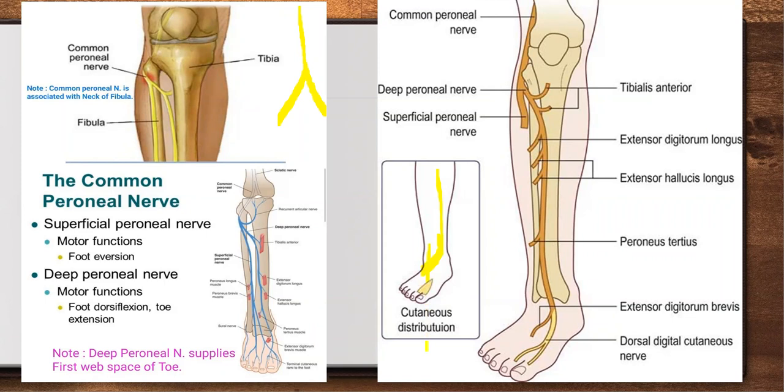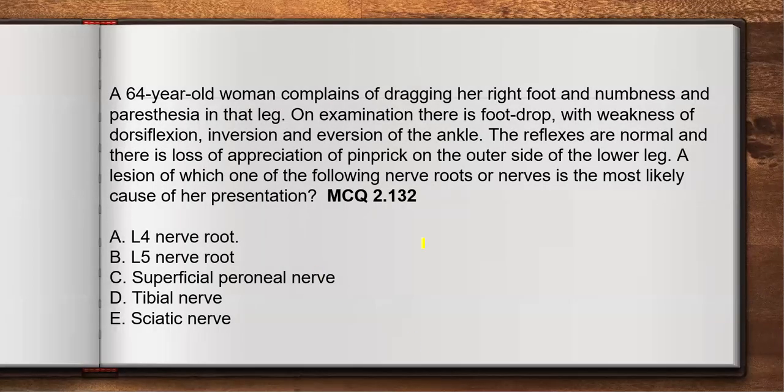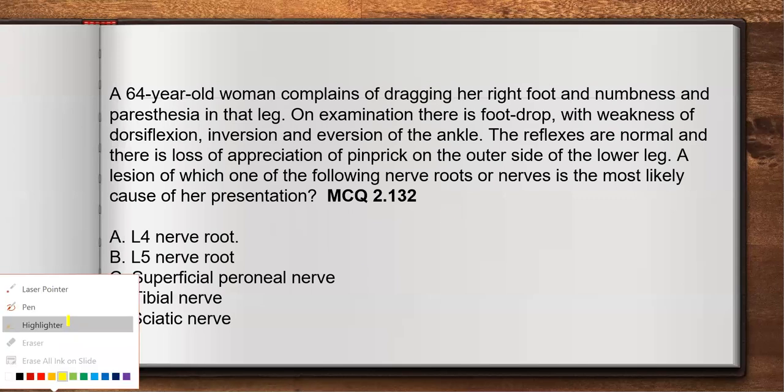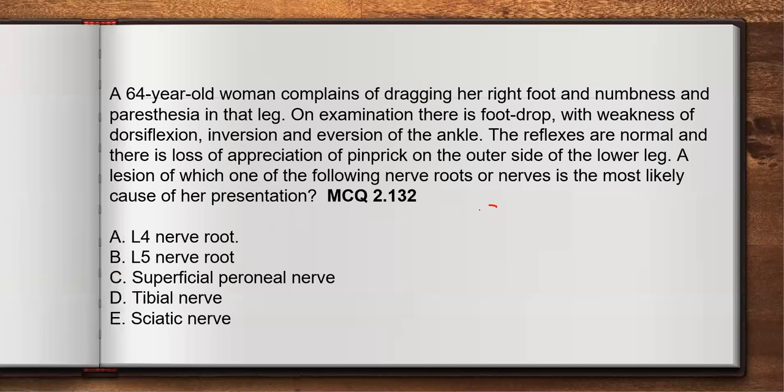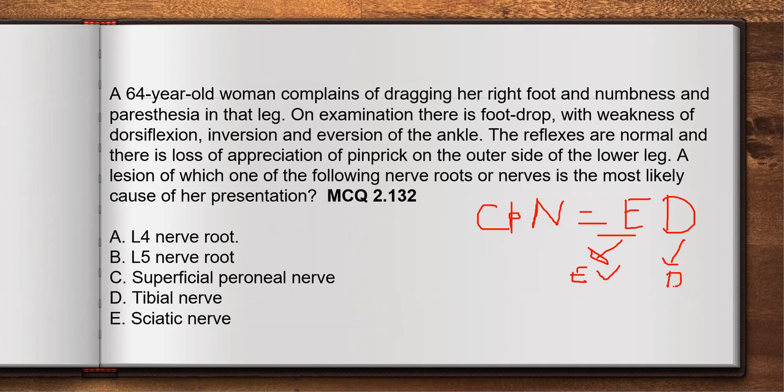Now, the motor function of common peroneal nerve is important. Common peroneal nerve, if you want to memorize it, then let me write it in here. For common peroneal nerve, the function is ED, that means emergency department, which means eversion and dorsiflexion. Eversion and dorsiflexion. This is the function of common peroneal nerve, motor function.